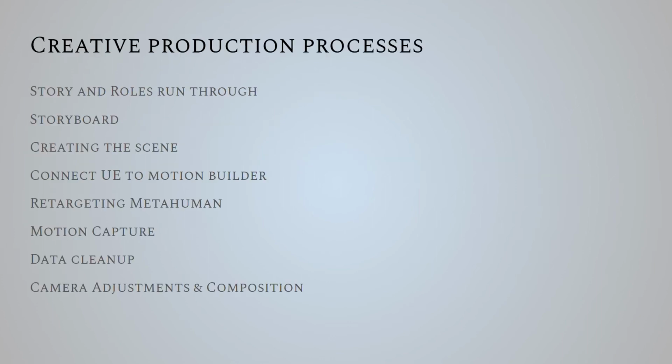The rundown of the creative production processes is story and roles run through, storyboard, creating the scene, connect Unreal Engine to MotionBuilder, retargeting the meta-human, motion capture, data cleanup, and camera adjustments and composition.